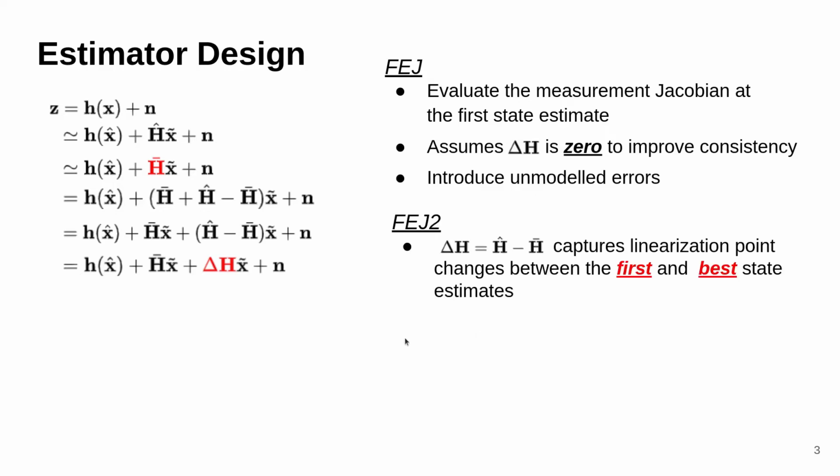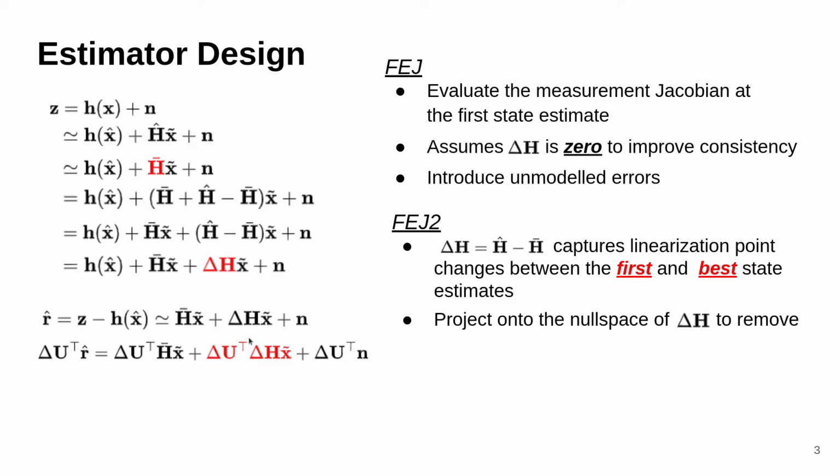In FEJ2, we carefully consider delta H, since it captures the differences between Jacobians evaluated at the first and current estimate. A general consideration is it could represent the linearization errors. In addition, since H bar ensures the system observability properties and H hat does not, delta H thus could cause the extra information gain. For these reasons, we get rid of delta H by projecting the linearized equation onto its left null space, delta U. We then perform the EKF update using the resulting equations.